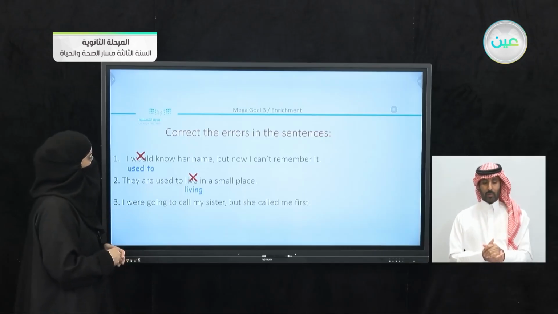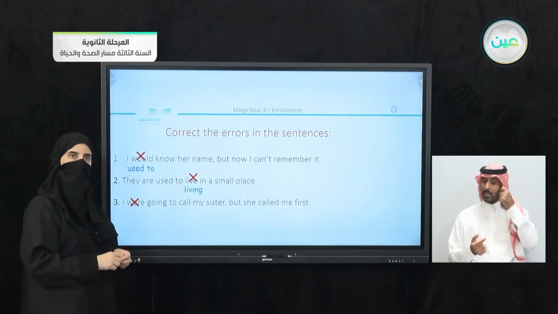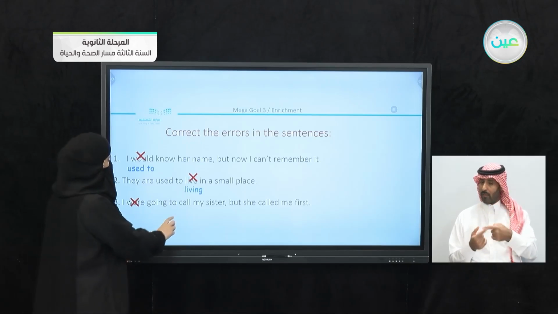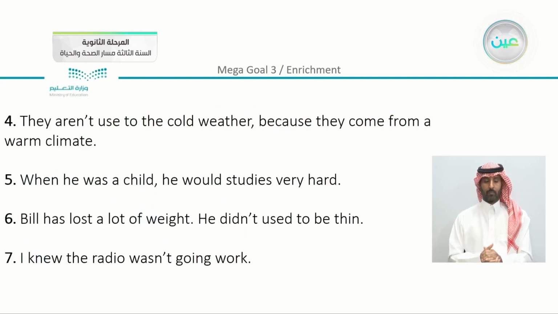I were going to call my sister, but she called me first. Of course, we have here the word were. We're going to replace it with the word was. Moving on, we can say that they aren't used to the cold weather. We have to add the D because we have verb to be.